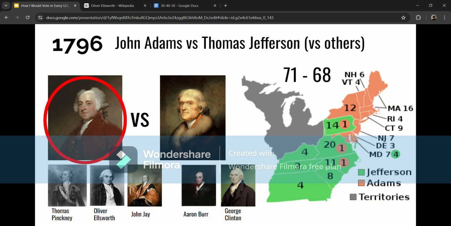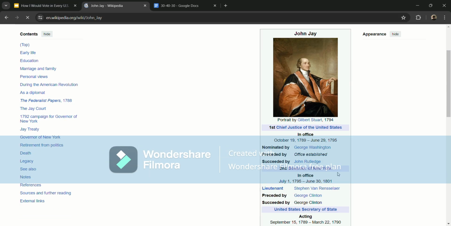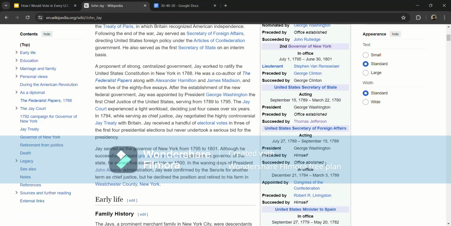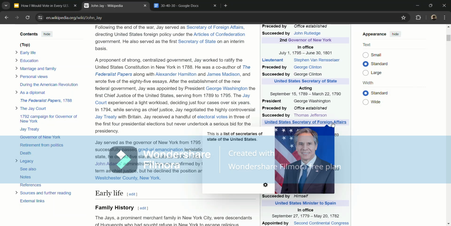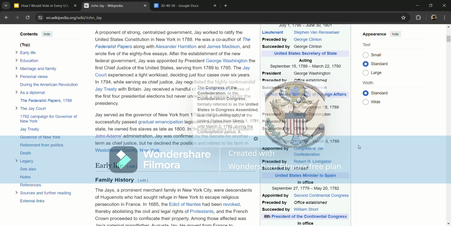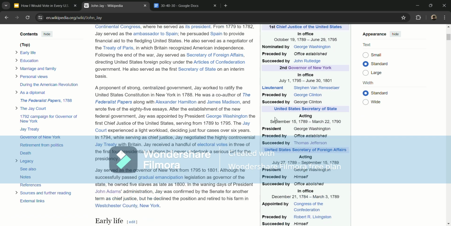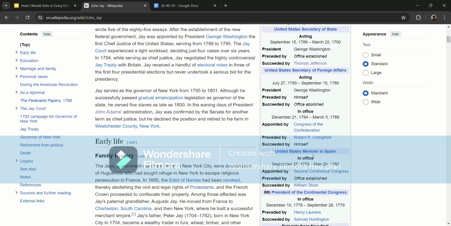He was what they call, and this is actually kind of silly, I'm going to pull this up here, the United States Secretary of Foreign Affairs, which is apparently a very fancy way of saying Secretary of State, confirmed under the Congress of the Confederation, and then later again by George Washington himself, and then he actually became acting Secretary of State before Thomas Jefferson officially took on the role.